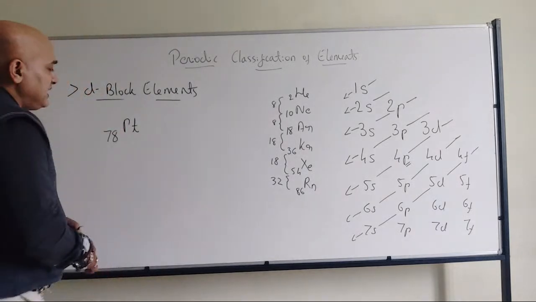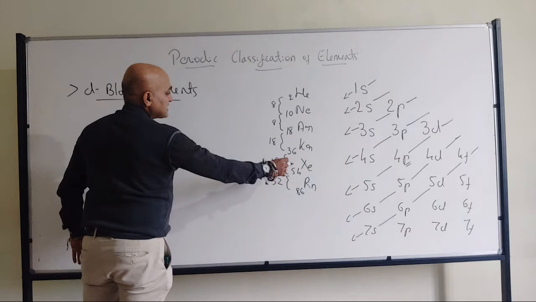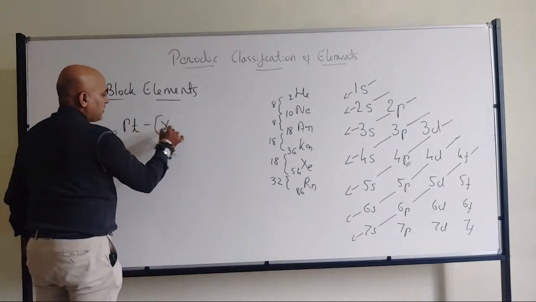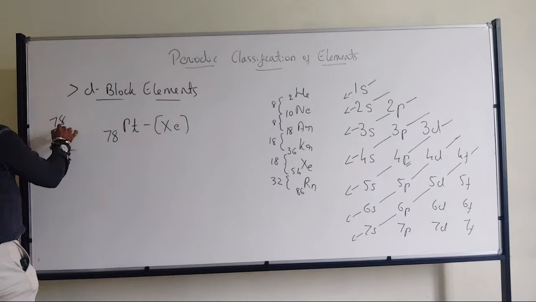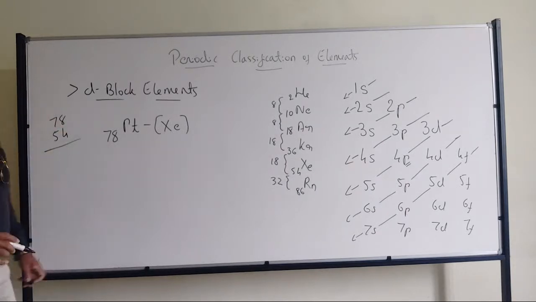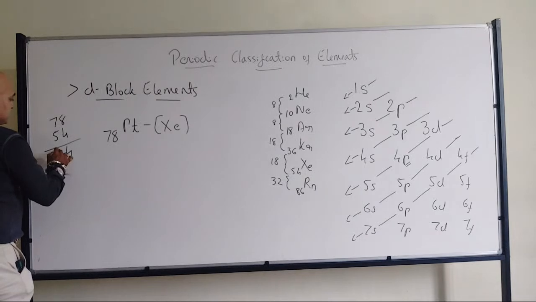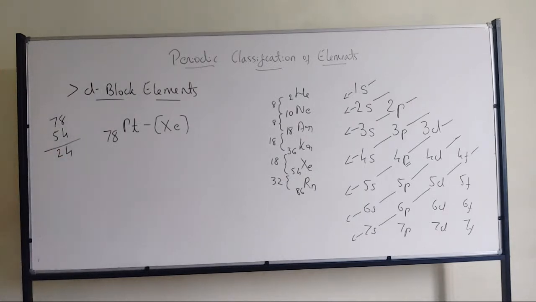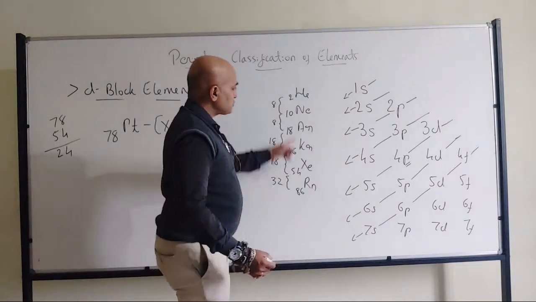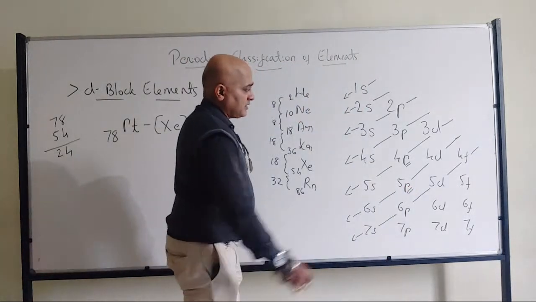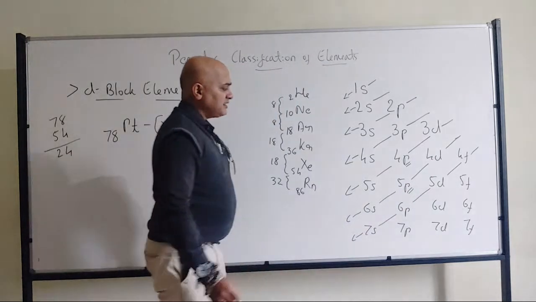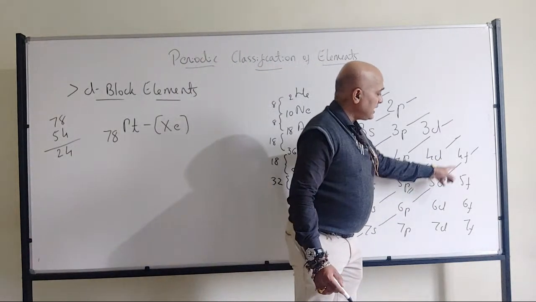So in that case, for 78 platinum, now we have xenon. We should take the help of xenon. Now xenon is 54. Now 78 minus 54, so how much will it be? 24. So 24 electrons are left over, and xenon belongs to the fifth period. That means up to 5p6 we are done. So 5s, 4d, 5p6 we are done. So we have to start with 6s, 4f, 5d.